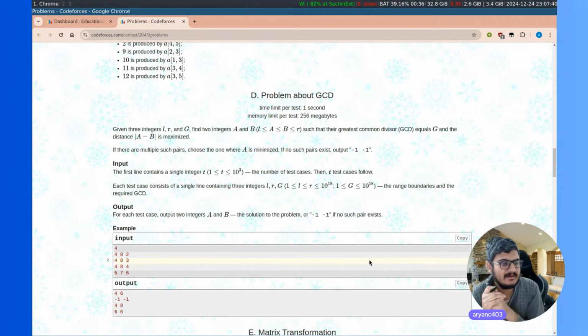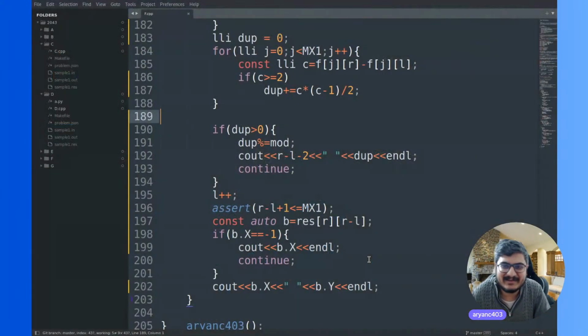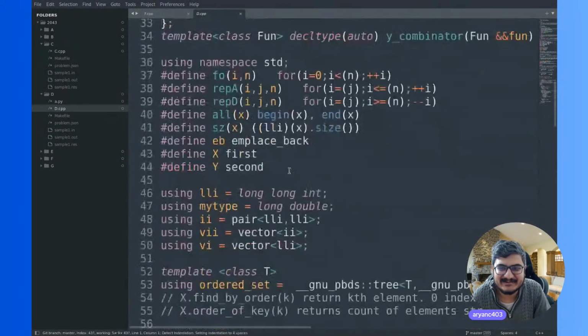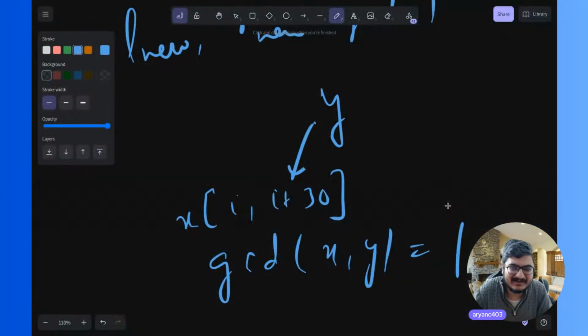Okay, any example where (L, r), (L plus 1, r), (L, r minus 1) are all greater than 1? I doubt such a pair exists, but I can try for it. Yeah, that was the intuition I had. When I coded this problem, my idea was that this loop should not have more than 2 or 3 iterations, but I did not try to prove it formally.